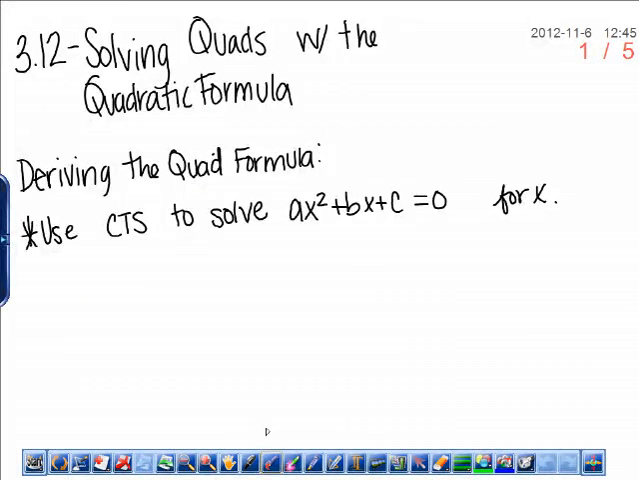Okay, so today we're going to talk about solving quadratics using the quadratic formula. But before we do that, we're going to figure out where the quadratic formula comes from. We're going to actually derive it, because at this point, you know enough math to get to this really cool formula. Okay? So we're going to start with ax squared plus bx plus c, and we're going to use completing the square to come up with the formula.